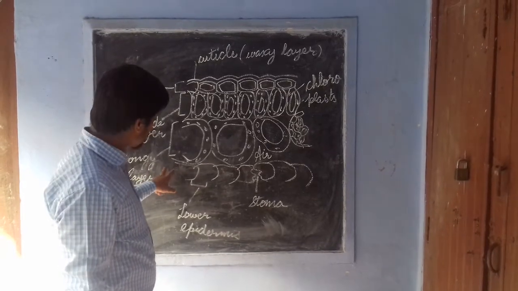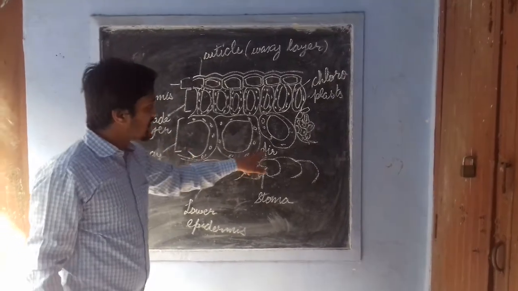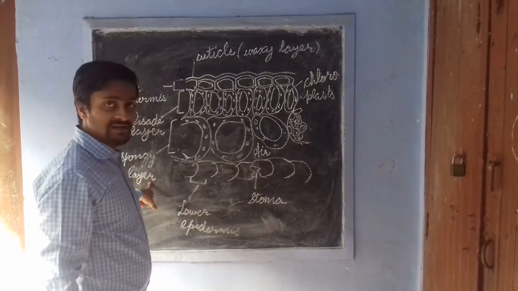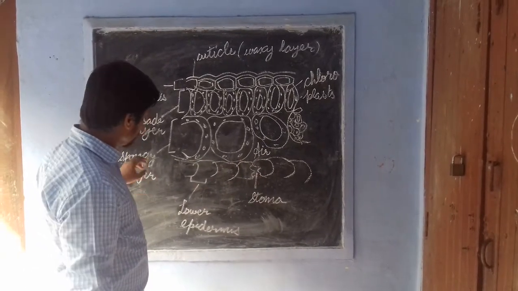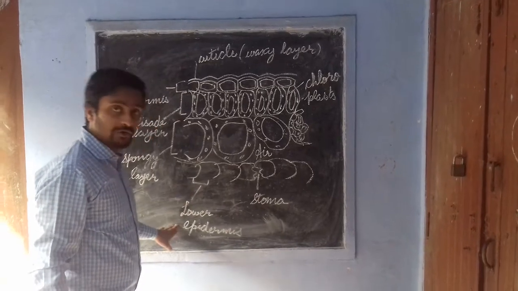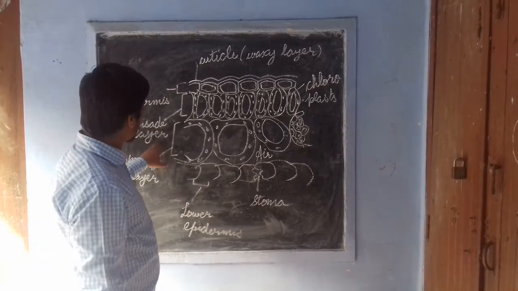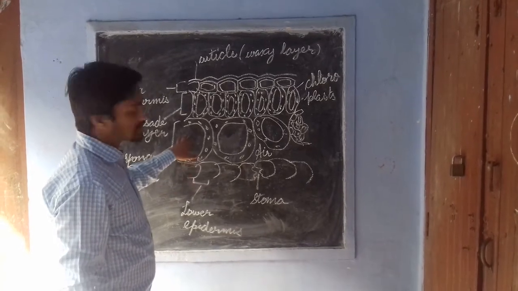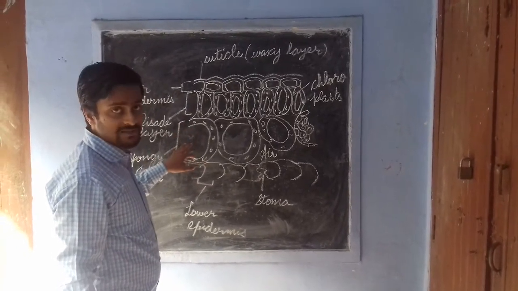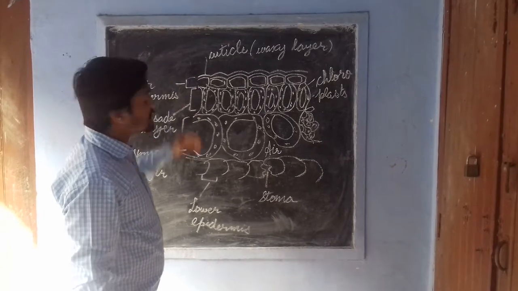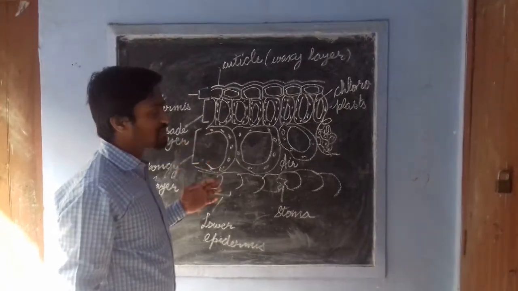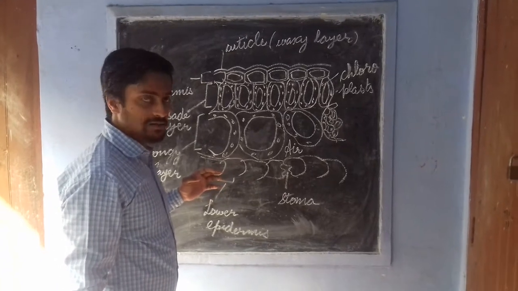The next is the spongy layer. Why is this called the spongy layer? Because it has air spaces in it. That is why this layer is called the spongy layer. Then the last layer is the lower epidermis. This palisade layer as well as this spongy layer consist of more chloroplasts than any other layer, and it is at this site that the process of photosynthesis takes place.